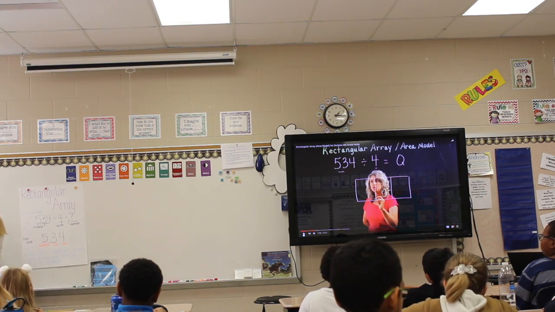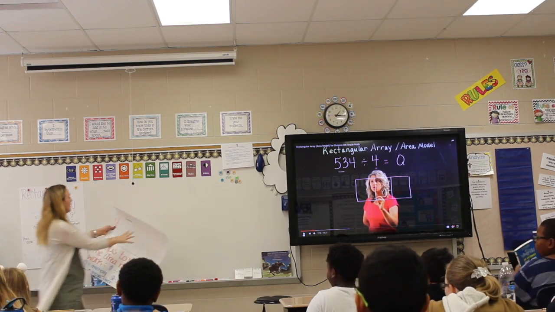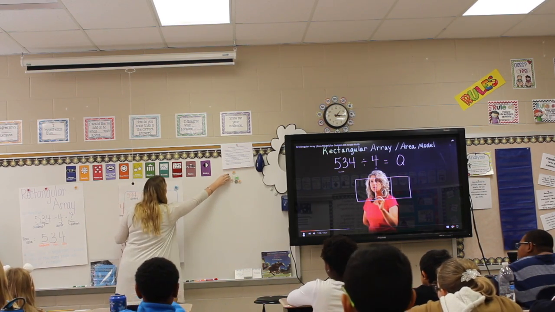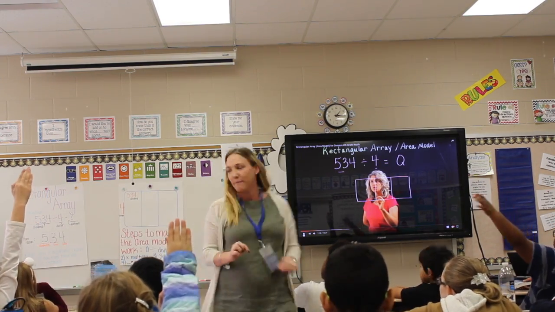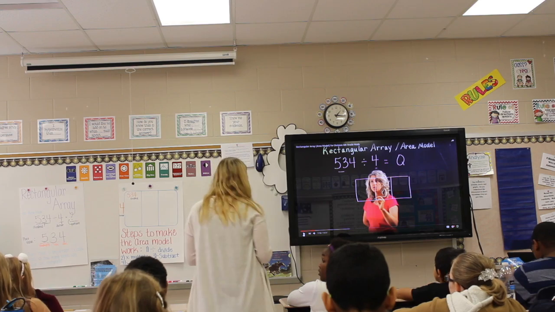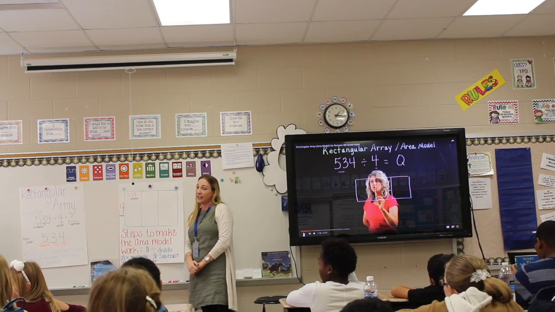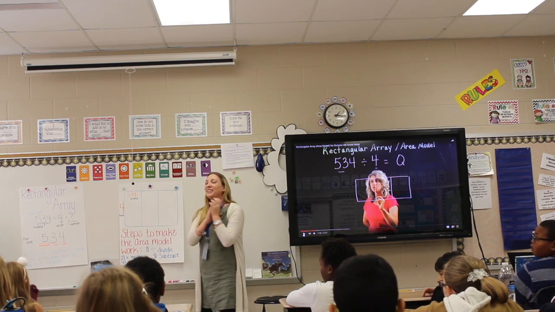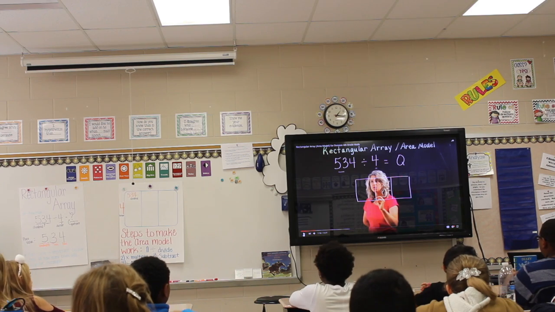So when she's constructing her board for her array model, she went over drawing the rectangle. Why did she put 3 boxes inside of her big rectangle? Ashley. You can use your partner. He had his hand raised. Because it's a 3-digit number. Amazing. Thank you, Ashley. All right, let's move on with our little video. No more questions? No, ma'am.